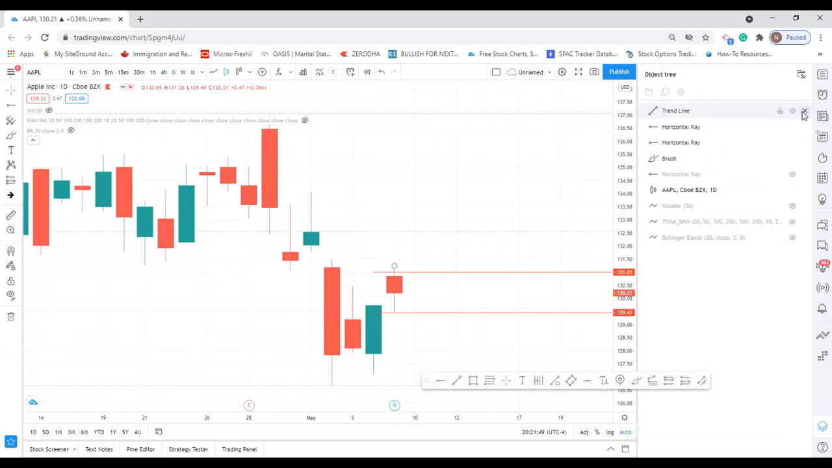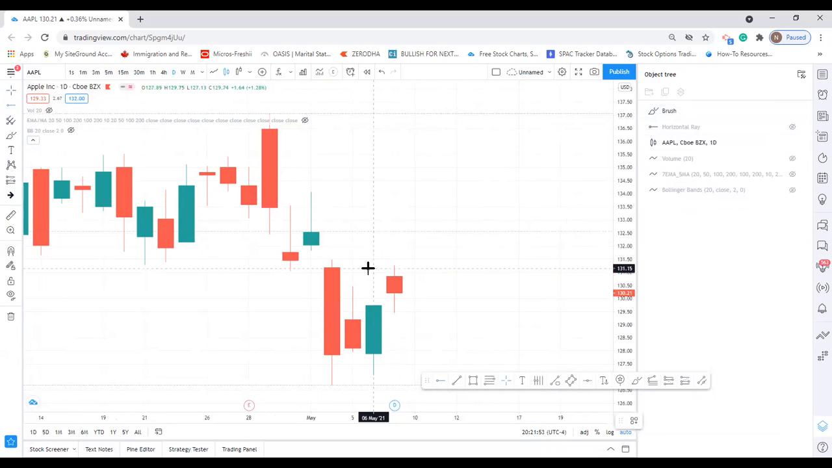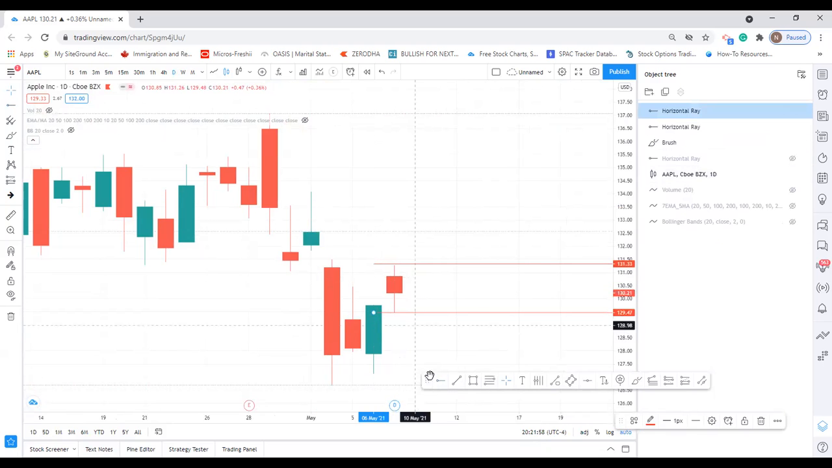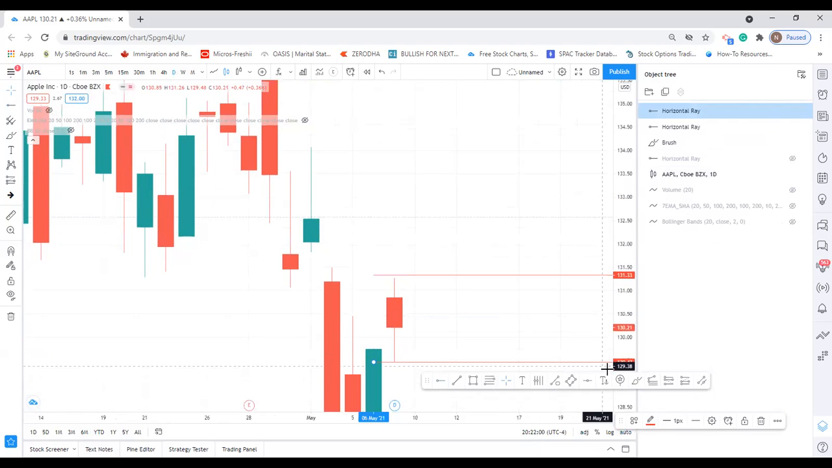Sorry, one second. So the wicks will explain the highs and the lows. Yeah, this is the high. The red box, so this is the top of the body of the red box. Can you explain what that box is?